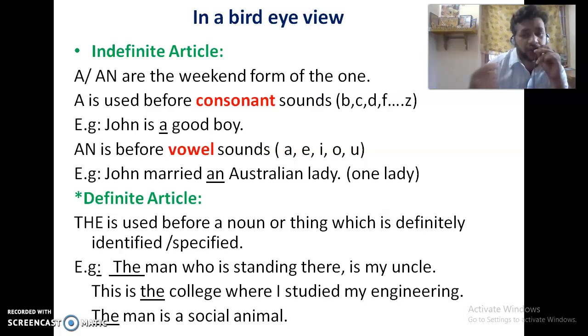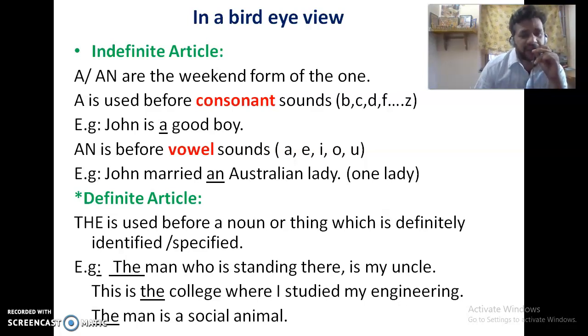John married an Australian lady. An Australian lady. This is a vowel sound, so "one lady". I mean, in terms of the particular example, one lady, a single lady, means unspecific. Australian begins with a vowel sound, so we say an Australian lady.